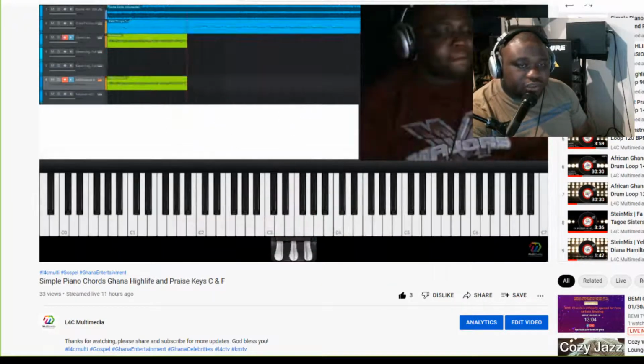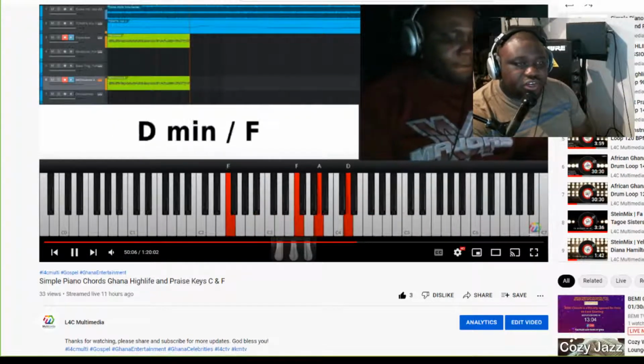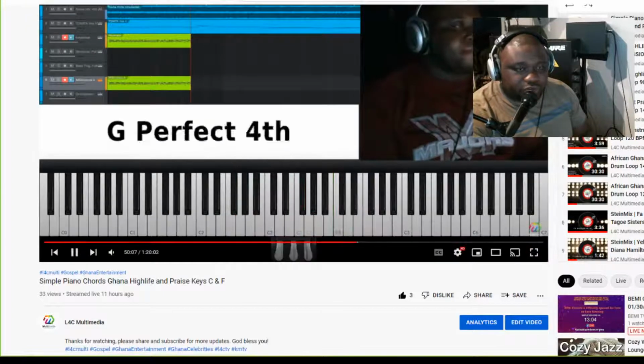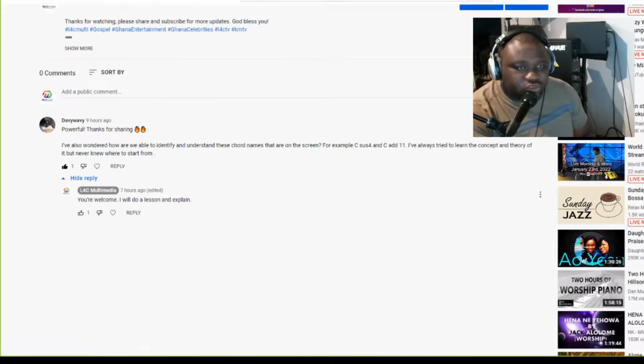Okay. All right. See, when I'm doing chords, you just see these random stuff there, and he doesn't know what those are, right? And he's asking, how do we identify what it actually is? So basically, he said, how do you understand those chords on the screen? For example, C sus4, C add 11th. Okay, and we are going to talk about all that, right?